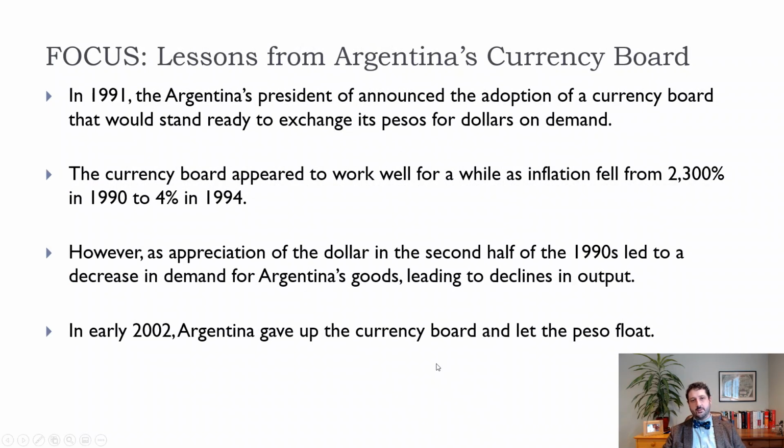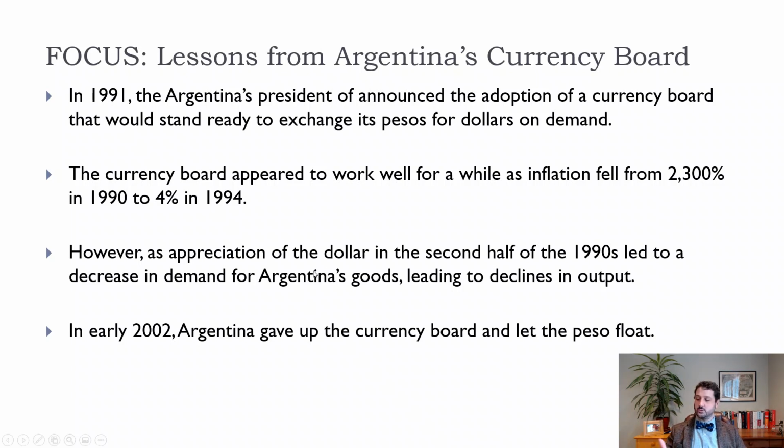So just thinking about that, for example, with an example from Argentina. So Argentina had some hyperinflation in the late 80s, early 90s, and said, okay, we're going to have a currency board that would exchange pesos for dollars. And it worked at first, right? So we had hyperinflation of 2,300% in 1990 to 4% in 1994.